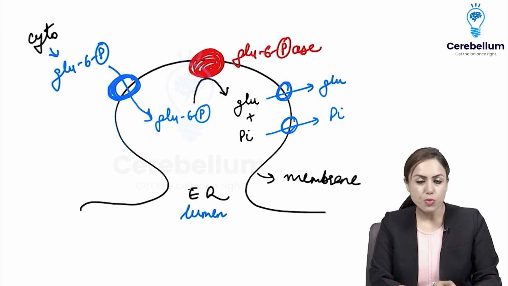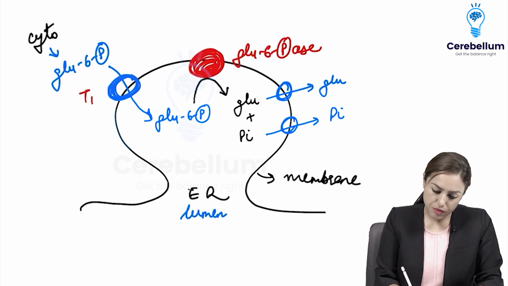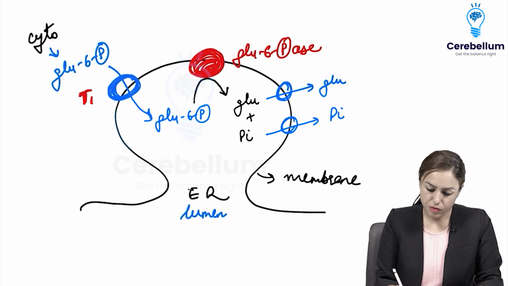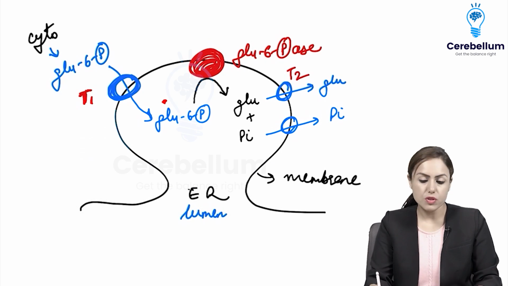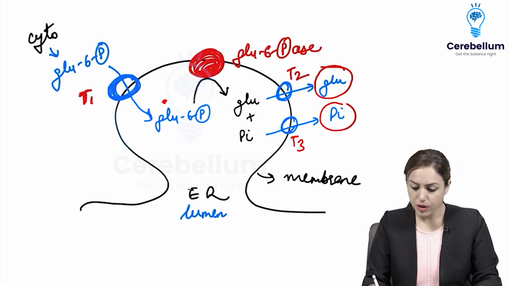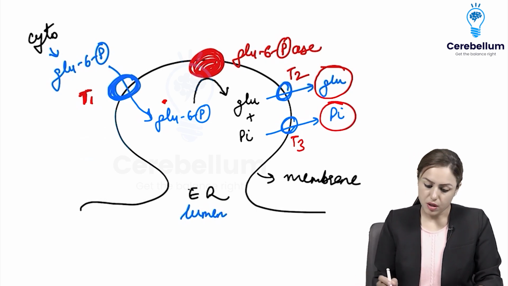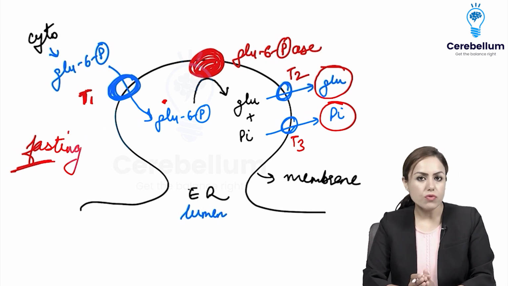So there are 3 transporters here in the membrane of the endoplasmic reticulum. This one is the T1 transporter, which is for the entry of glucose 6-phosphate. This is the T2 transporter, which is for the exit of glucose. This is the T3 transporter, which is for the exit of inorganic phosphate. All these transporters are obviously active during fasting or starvation, when this pathway of gluconeogenesis is occurring, right?